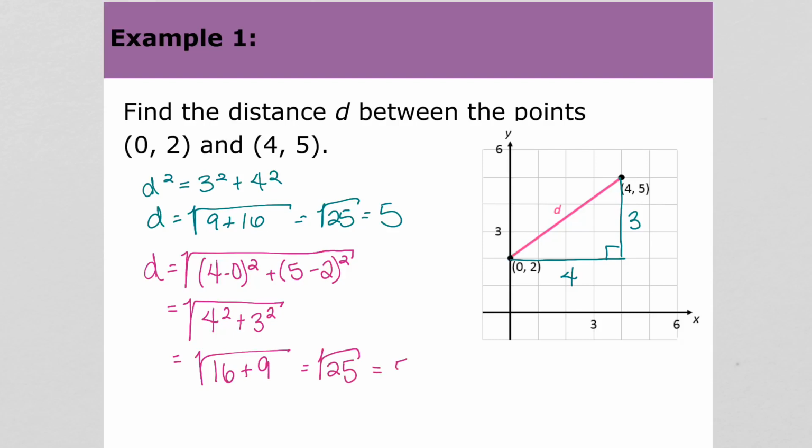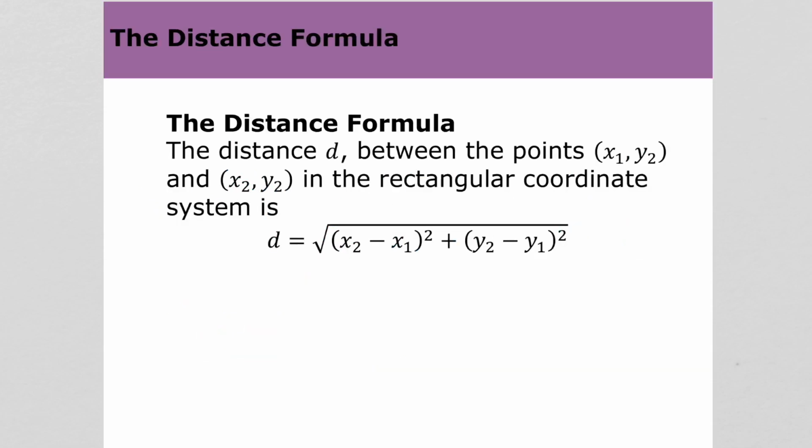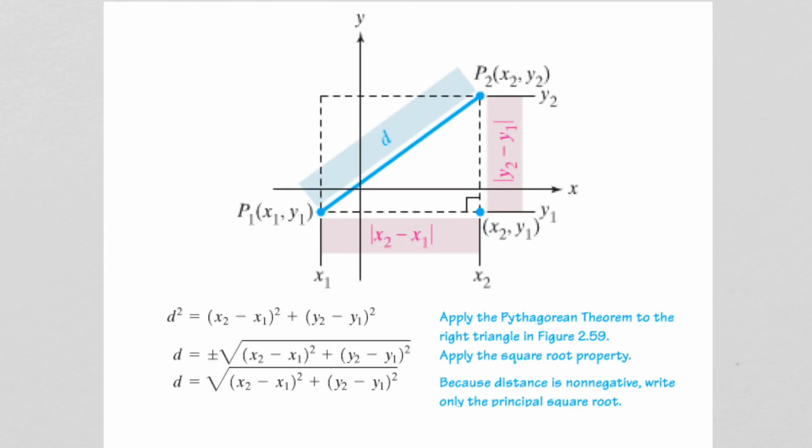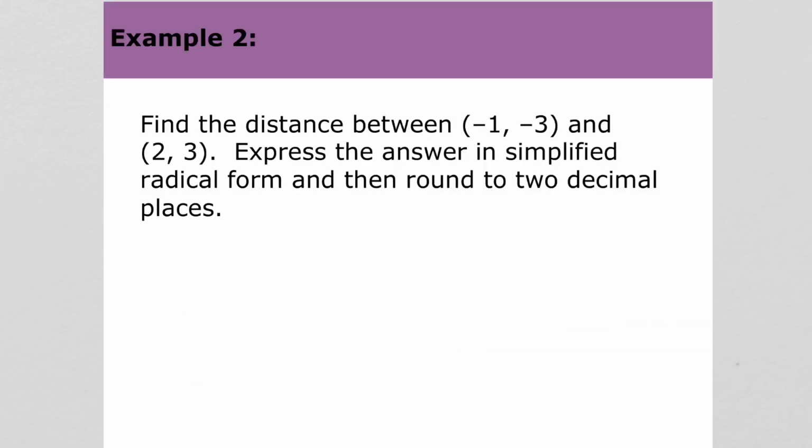So you can kind of see here, this is a proof by example of the fact that the distance formula comes from the Pythagorean theorem. So here is your distance formula, and here's the explanation. And for example 2, we're just going to use the distance formula to find the distance between these 2 points.